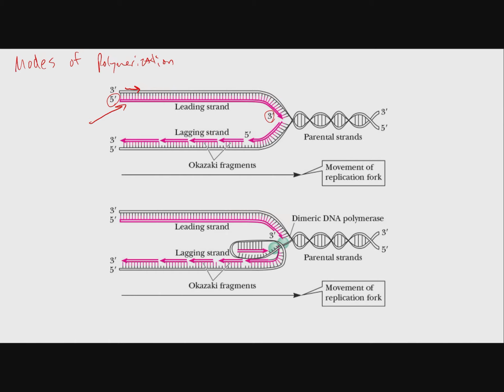Then we have the lagging strand. The lagging strand has to be built on an oppositely oriented strand. So the lagging strand is actually synthesized in semi-discontinuous fragments called Okazaki fragments. The 5' end of each of these fragments is actually closer to the replication fork than the 3' end. These fragments end up getting linked together by an enzyme called DNA ligase. We'll talk about that towards the end.